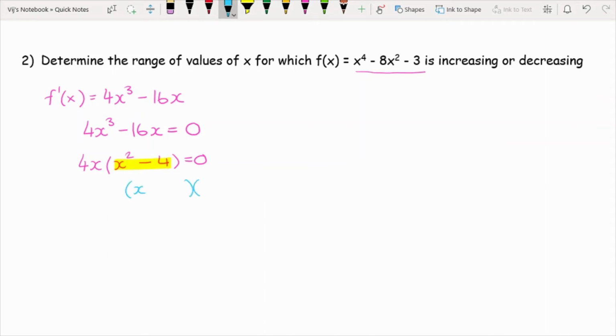And how I usually do this is: what do you have to square to get x squared? x. And what do you have to square to get 4? 2. One's a plus, one's a minus, and let's bring that 4x back in, equals 0. So solving this, we've got 3 values. Where 4x equals 0, x is going to equal 0. For x plus 2 to equal 0, we've got x equals minus 2.